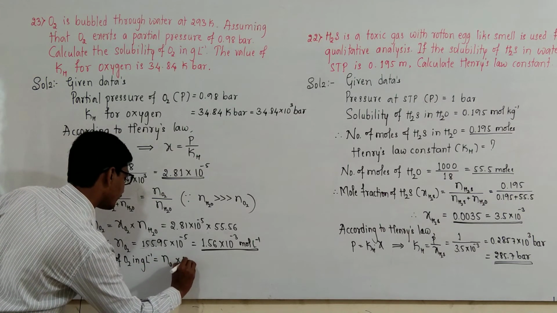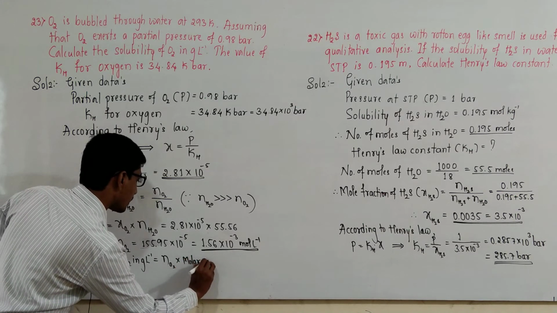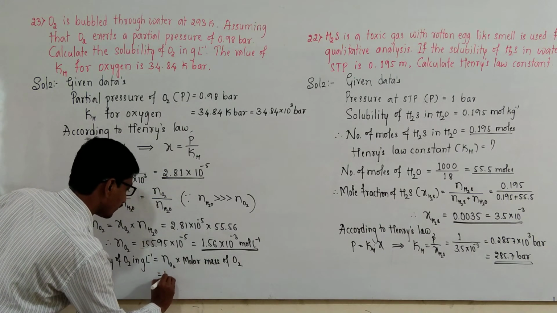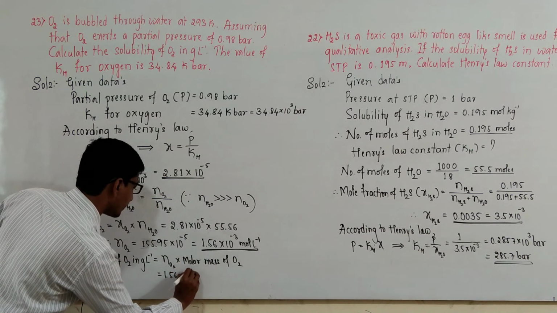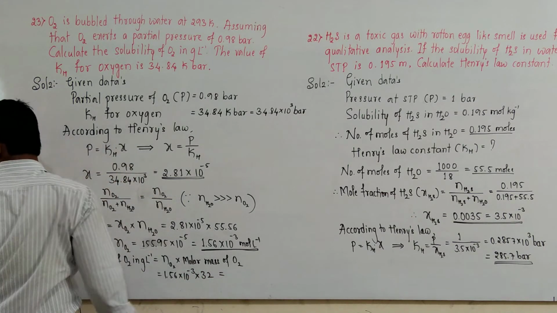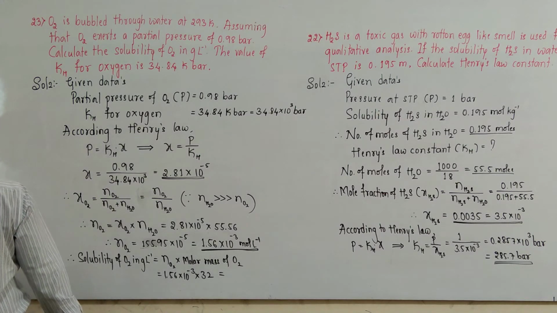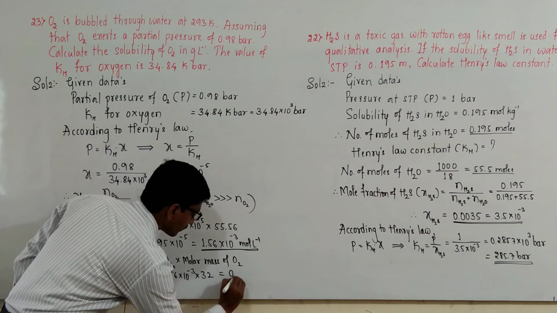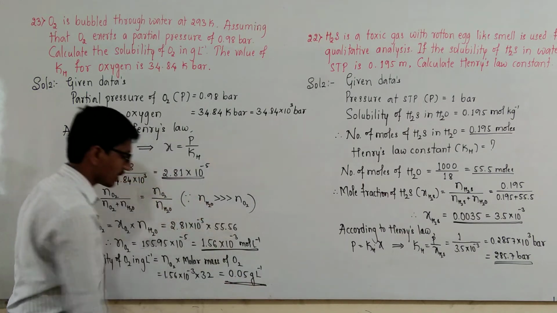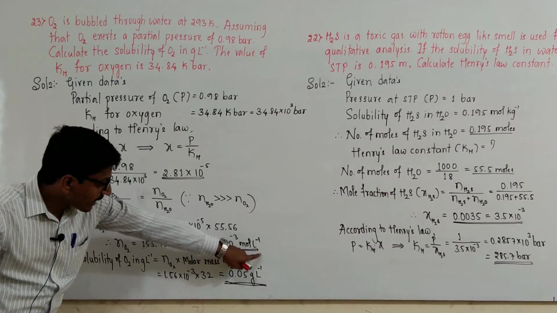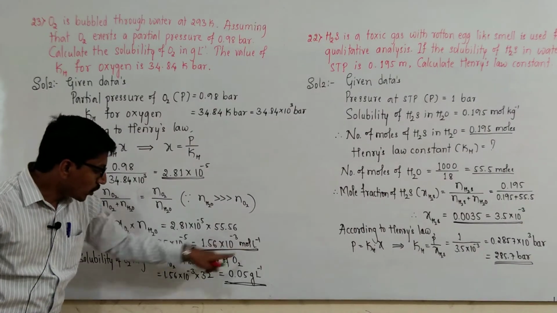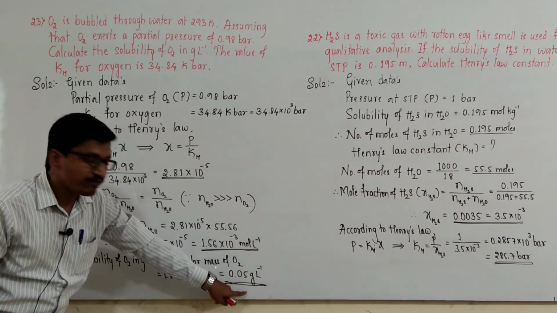NO2 into molar mass of O2. NO2 is 1.56 into 10 raised to minus 3, molar mass of oxygen is 32, and the answer becomes 0.05 gram per liter. This is the final answer. Mole per liter times molar mass in gram per mole, the mole gets cancelled, and gram per liter is the final answer.